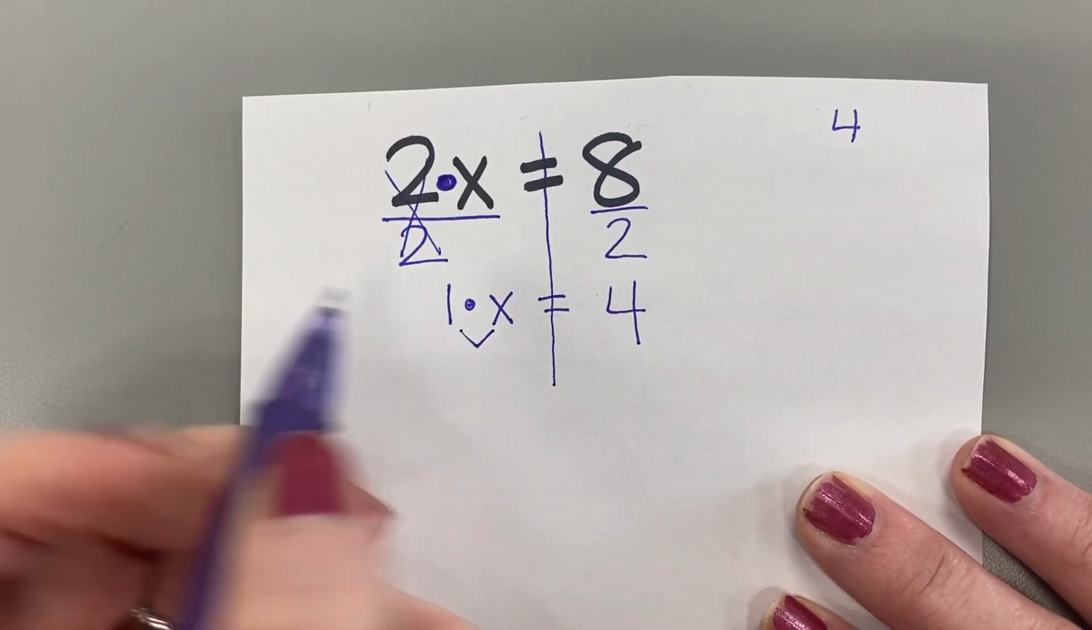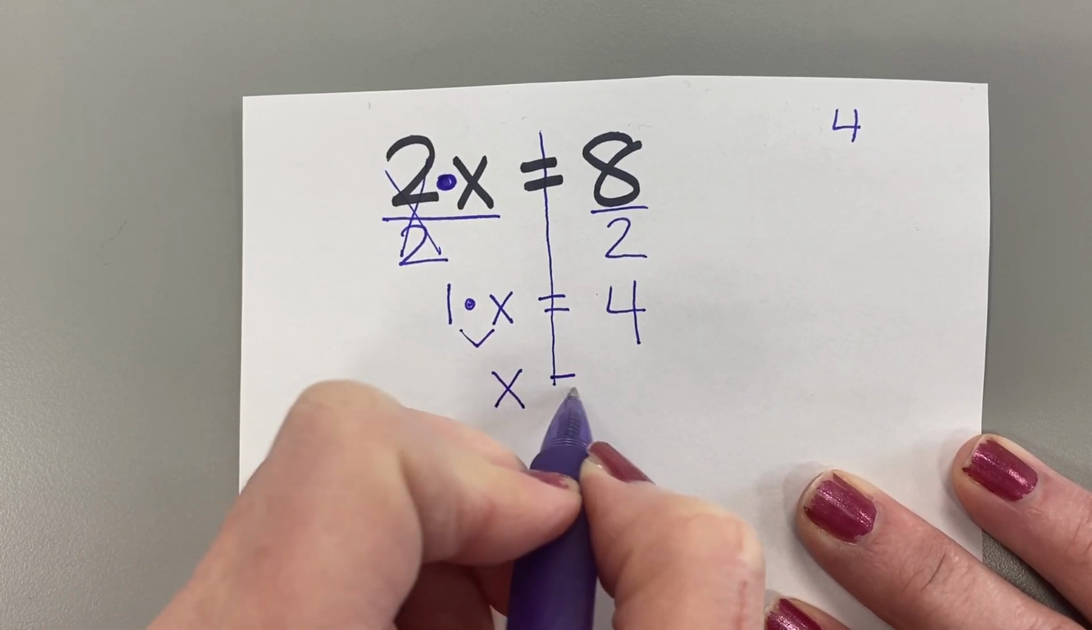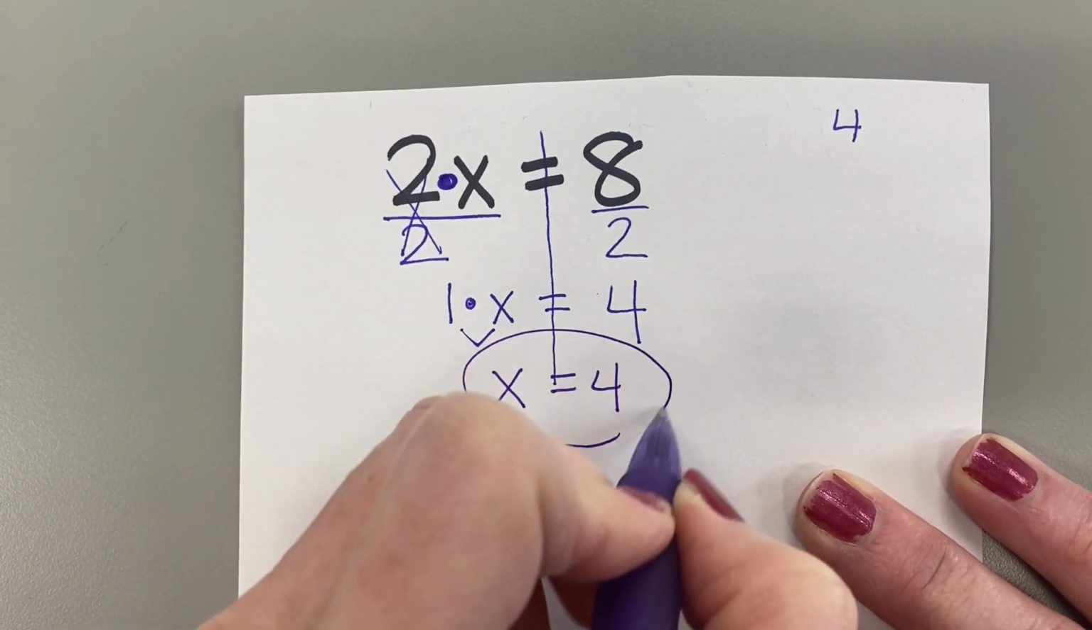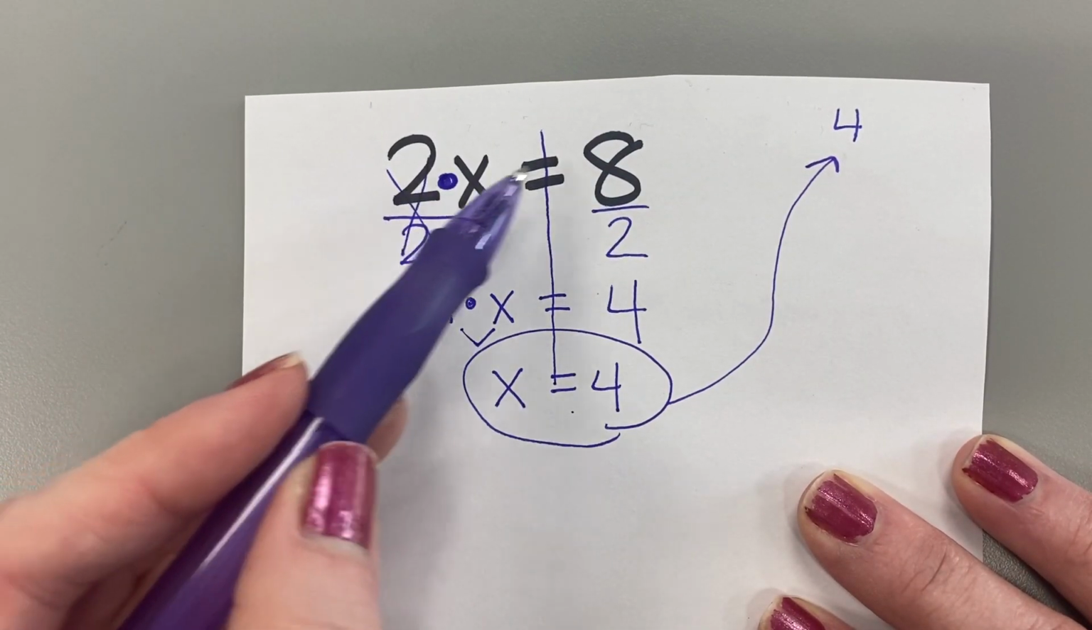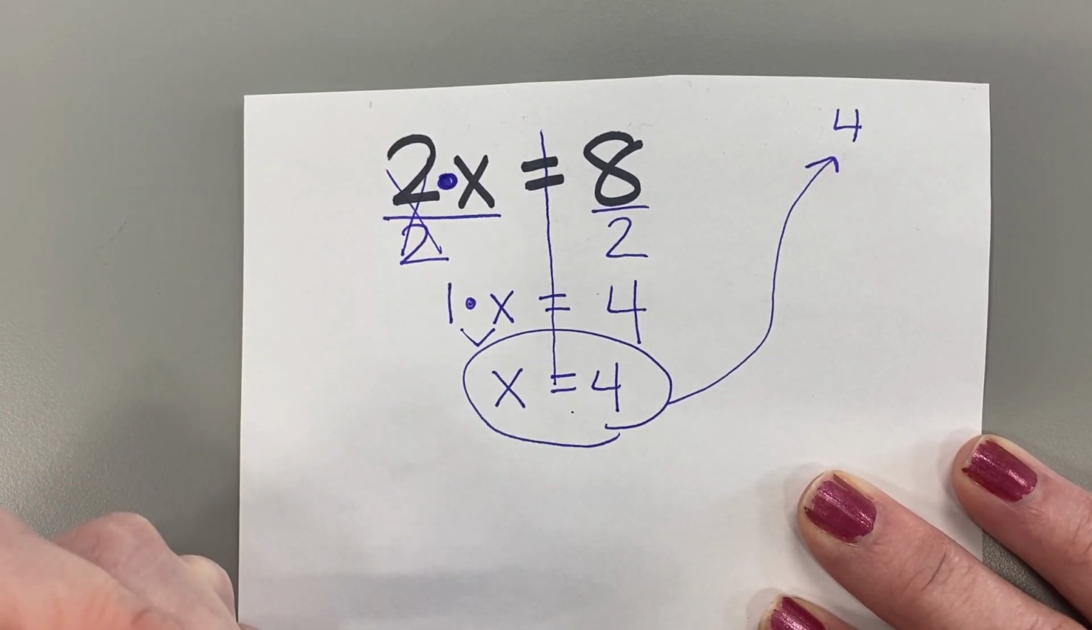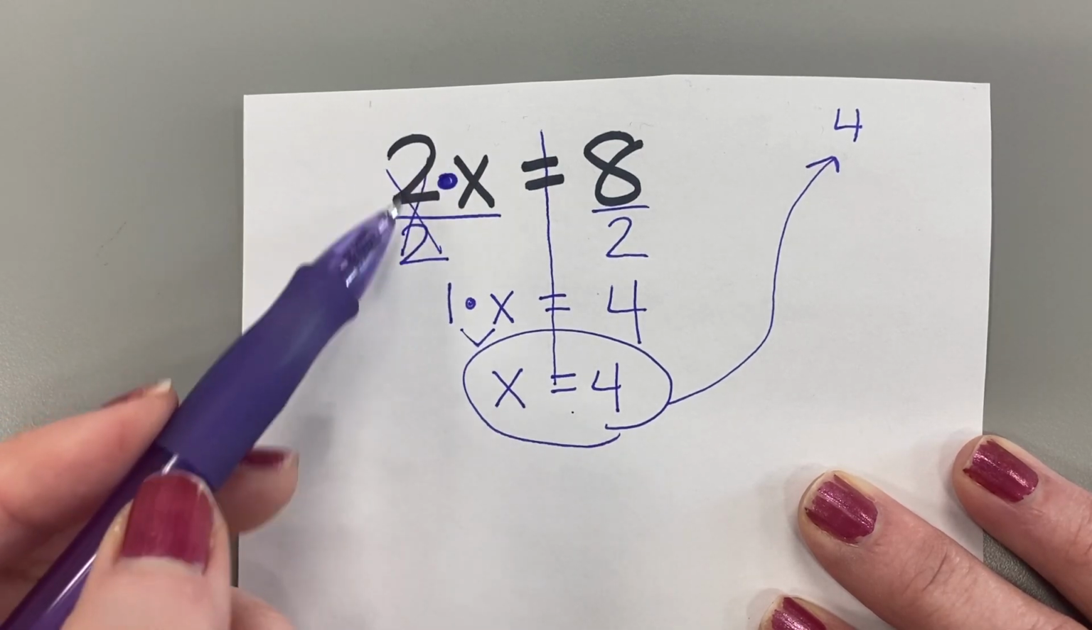1 times x is just x. So x is 4, which we already guessed and checked. If x is 4, 2 times 4 equals 8. Pretty simple. You're just always doing the opposite operation.